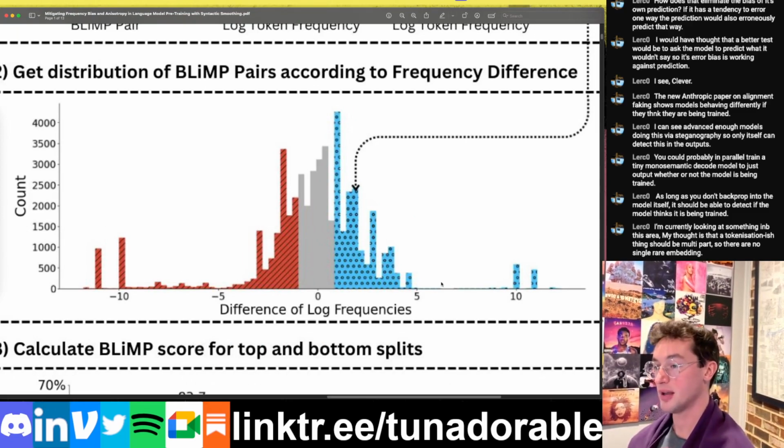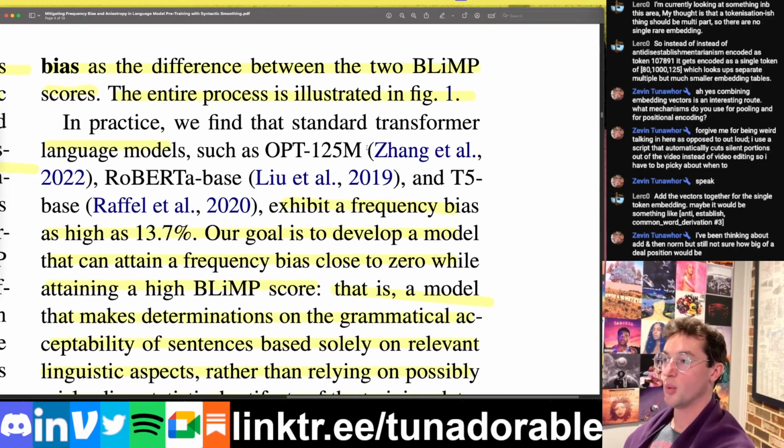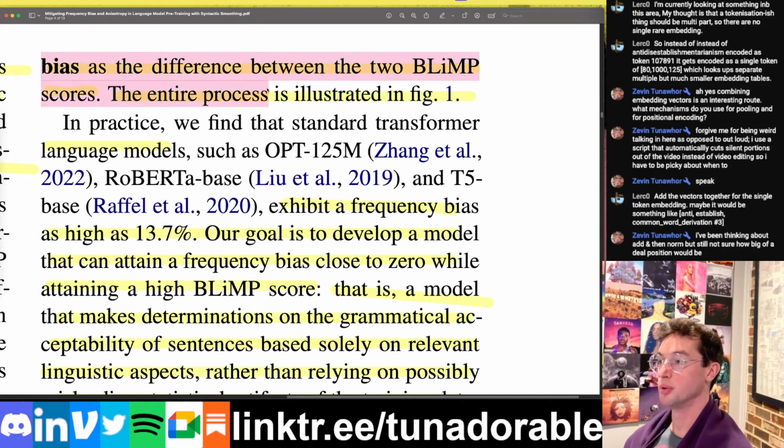The top third is where the correct answer is also more frequent than the incorrect answer, and the bottom third is where the incorrect answer has a word that is more frequent in the data set than the correct answer, right? And now we're going to look at performance on whether the model chooses the correct answer or not according to these two different parts of the distribution. Now, we then define a model's frequency bias as the difference between the two BLIMP scores of the top third and bottom third, right?